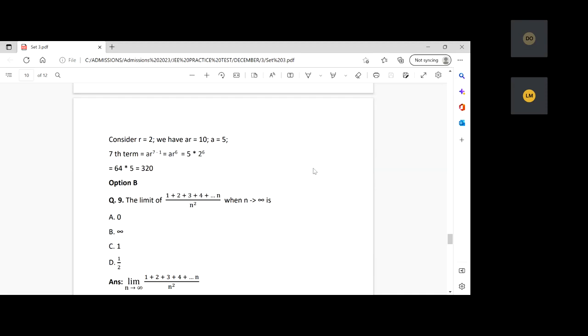Limit of 1 plus 2 plus 3 plus 4, etc. up to n, divided by n square. They have given n tends to infinity. Is it 0, infinity, 1 or 1 by 2? Which is the answer?